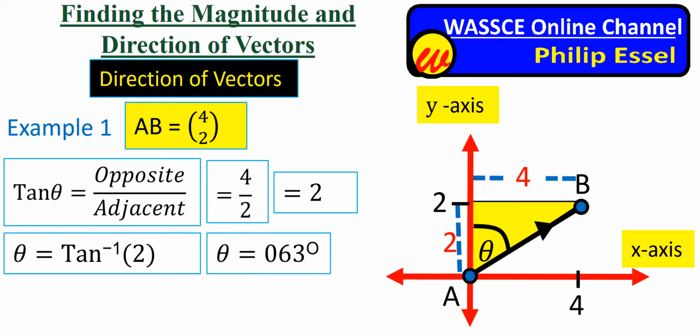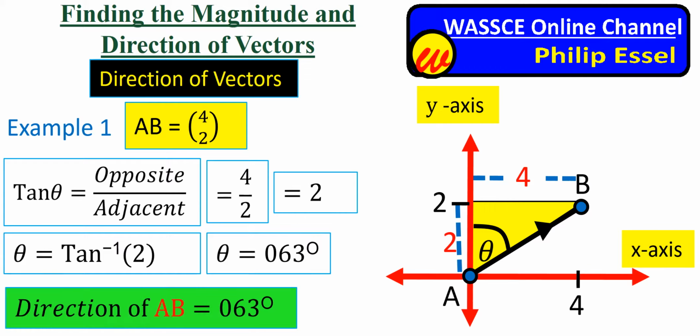Also note that we are using three figure bearings. That's why our answer is 063 degrees. Remember, it's the same as 63 degrees. The direction of our vector AB is therefore 63 degrees. Let's look at example 2.